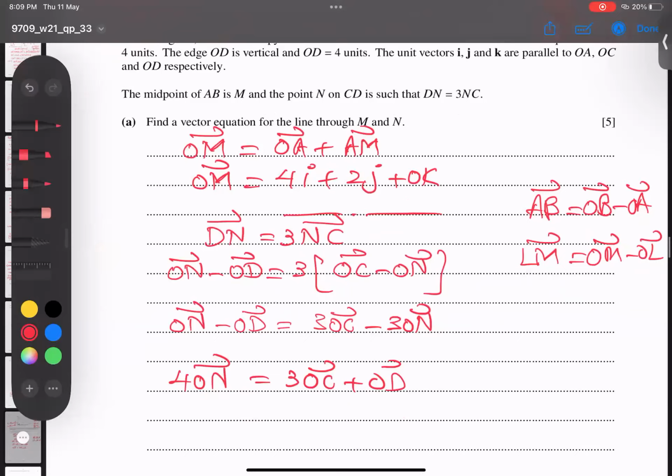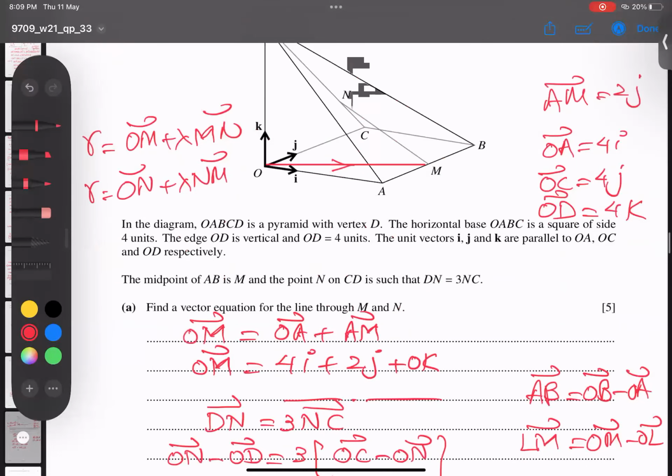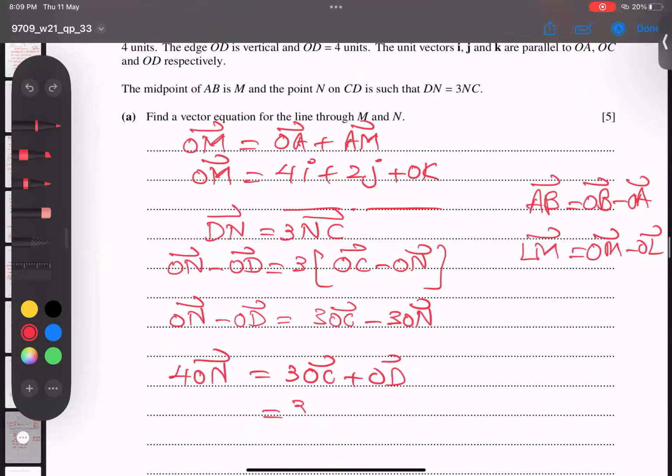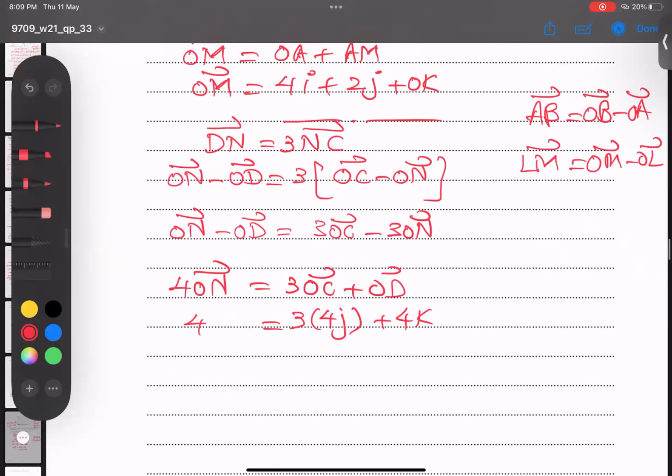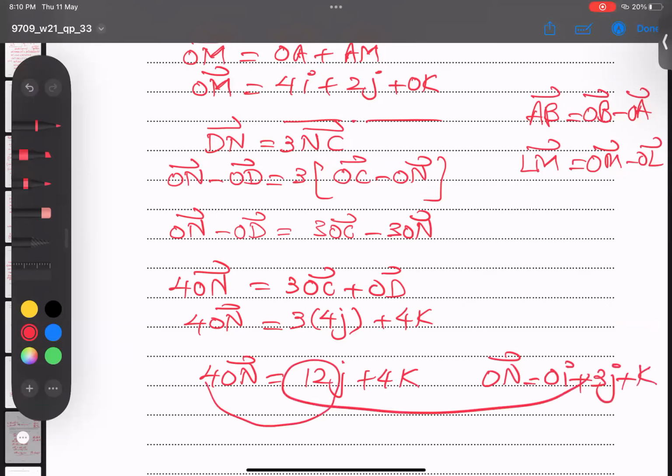I think we are close to finishing. What is OC, students? OC is 4j. So I put 4j in the bracket, 4k here, and 4ON on the other side. Finally, 4ON equals 12j plus 4k. Dividing by 4, I get 0i, 3j, and k. I hope this part is very clear. I got ON and I got OM, so all the points are clear.